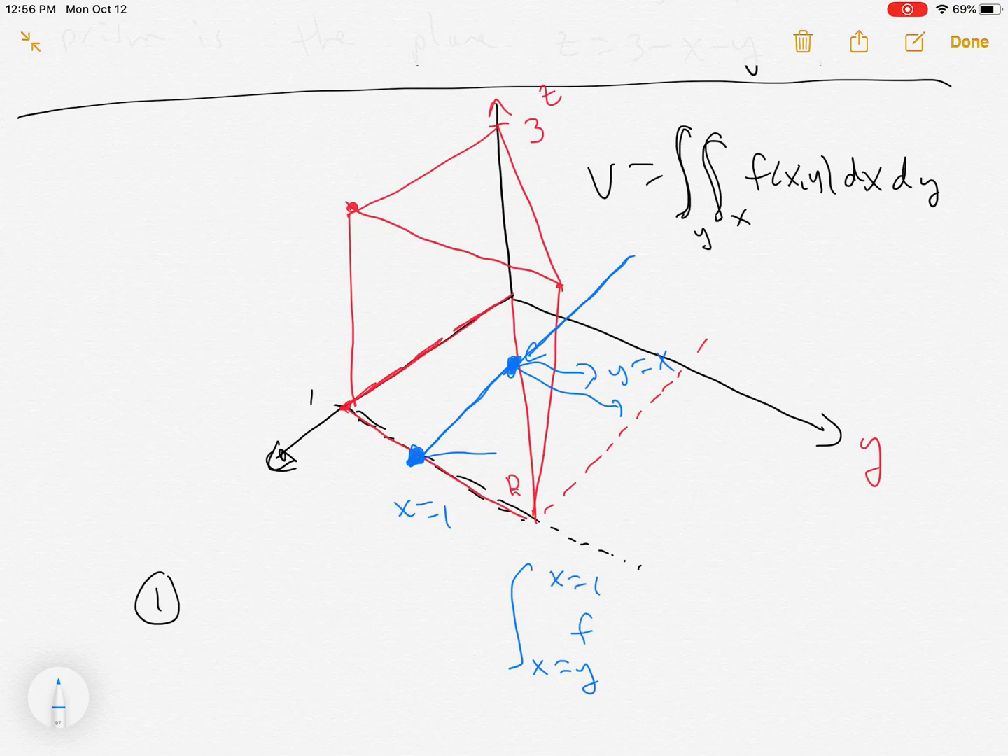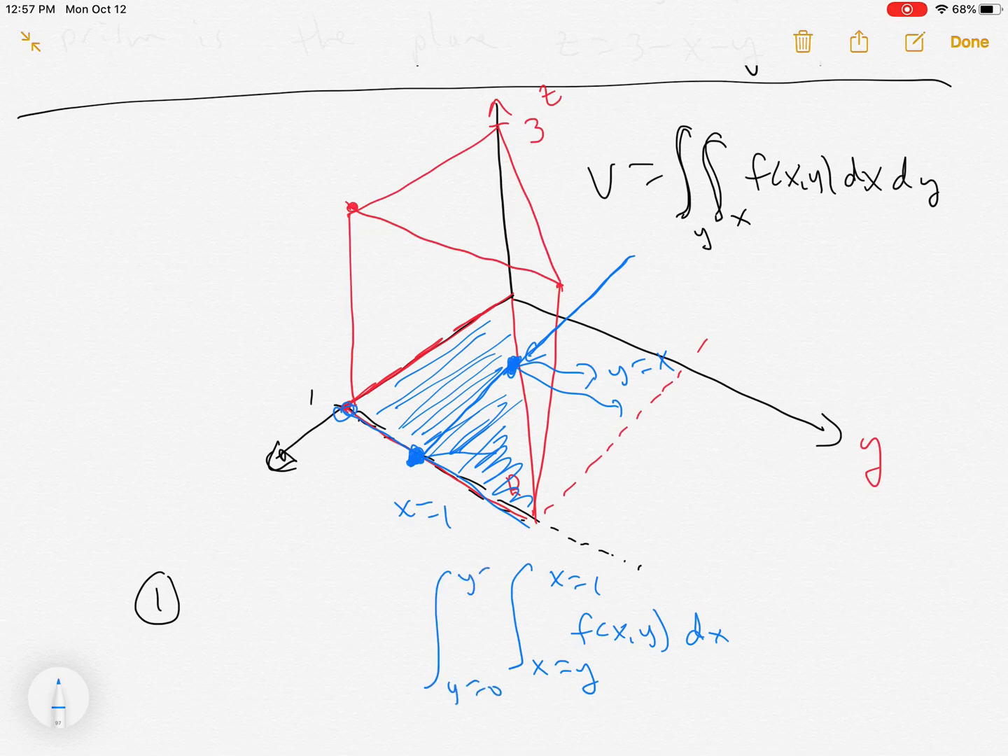And then we put the function in here. And since these are functions of x, this is dx. Okay. And then we say, to sweep across all of these going this way, y needs to run from 0 to 1, dy. Okay.